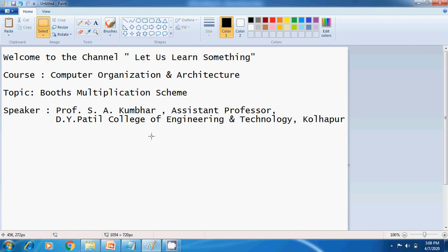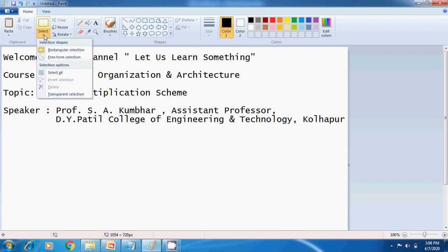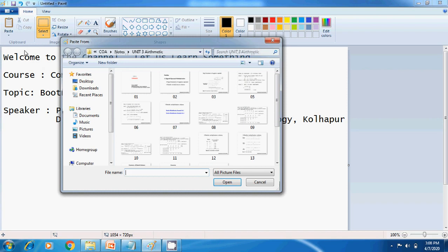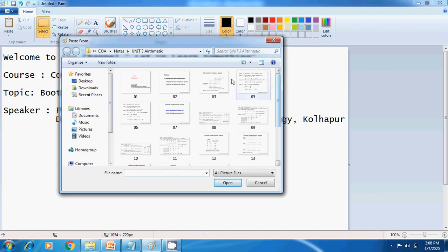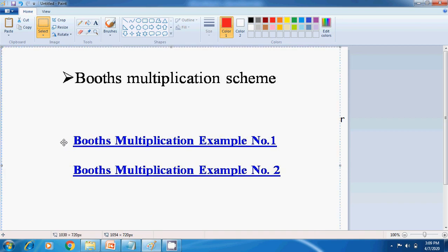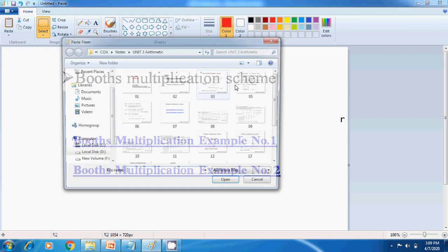Today's topic for discussion is Booth multiplication scheme. In the last session, we already discussed sign extension multiplication mechanism. So let us go for Booth multiplication scheme. Under this topic, we are going to discuss two examples. Let us go for the examples.